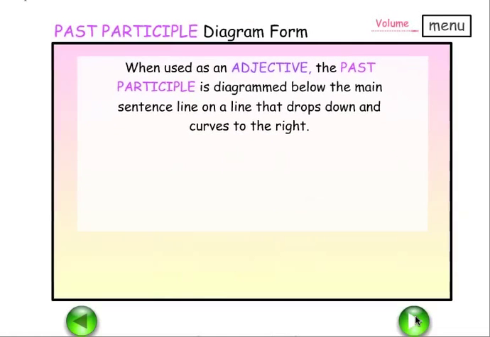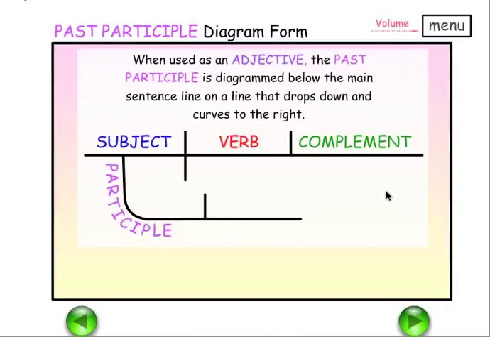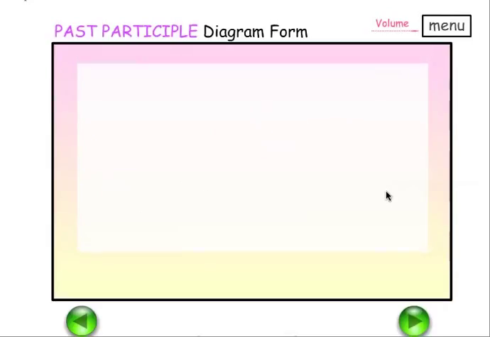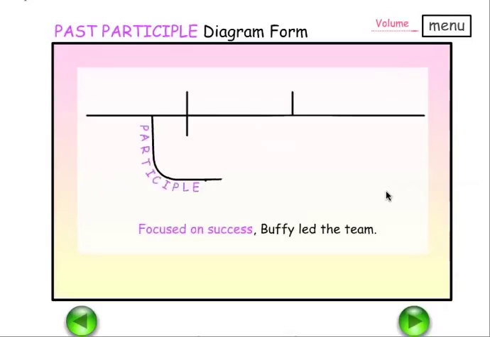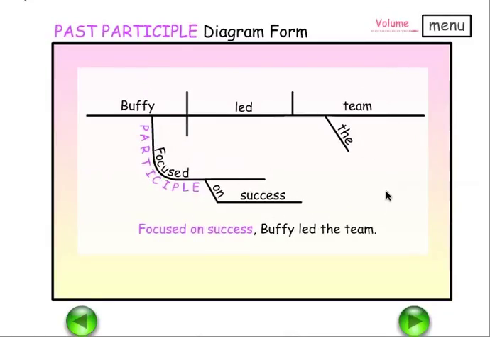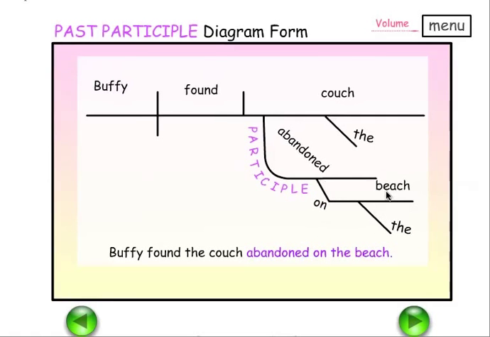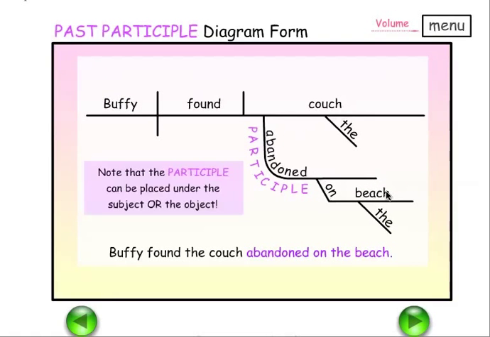The past participle, when used as an adjective, is diagrammed below the main sentence line on a line that drops down and curves to the right. The reason to teach this is that it helps students visually understand the difference between the main sentence structure and the adjective phrase form of participial phrases. So we've got Buffy found the couch abandoned on the beach. Abandoned on the beach is the past participle used in a participial phrase modifying the couch.